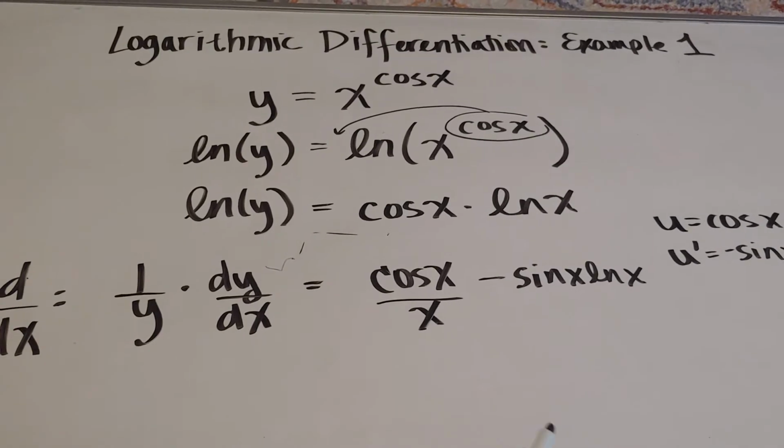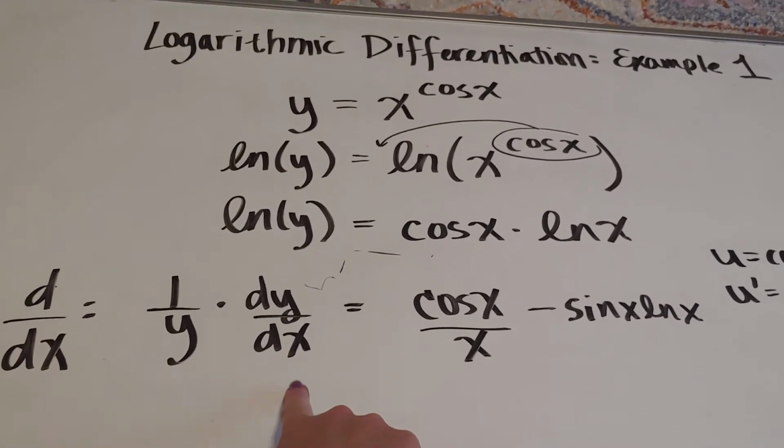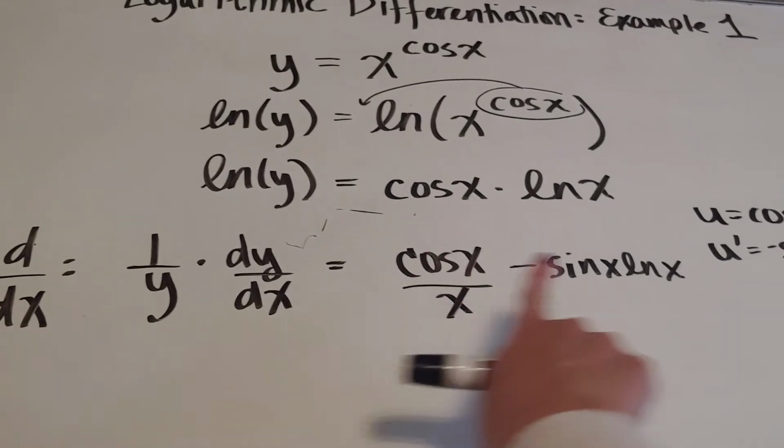Okay, now, there's just two more steps that we're going to do. So the first thing is that I want dy dx by itself, so I need to cross multiply by a y.